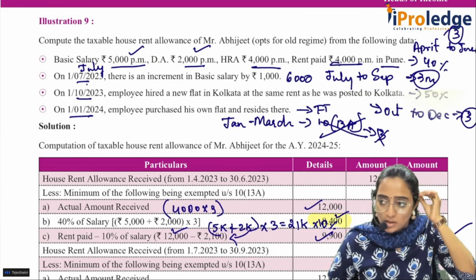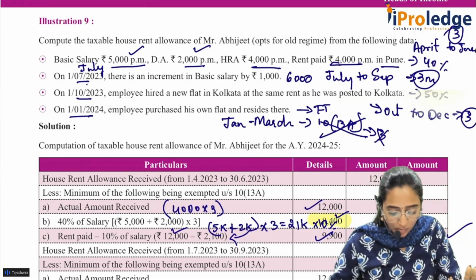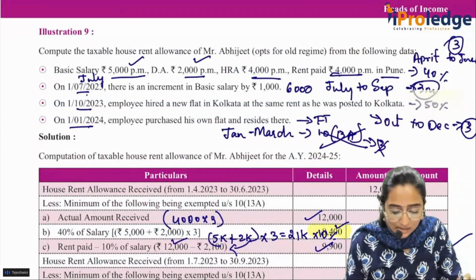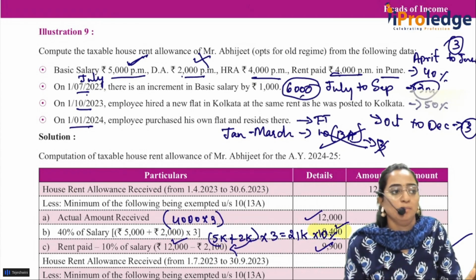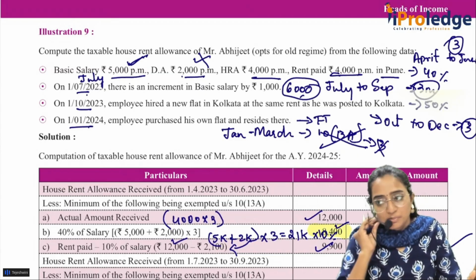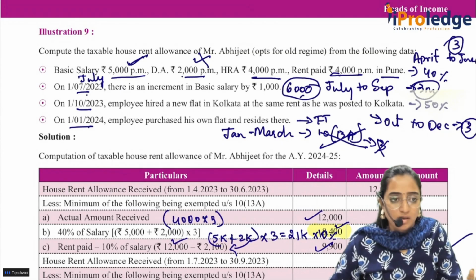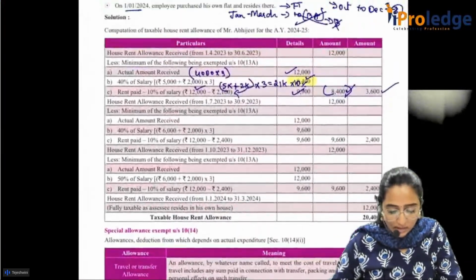Everyone understood? The same point, similar calculation, you are going to do for the next period also. The only change is that the basic is now 6,000 rupees; before it was 5,000, now it is increased to 6,000. DA will not change because it is fixed. So 6,000 plus 2,000, 8,000 multiplied by the number of months, and 10% of that would give you 10% of the salary. Clear everyone? So this is what you are going to do in this entire HRA question.